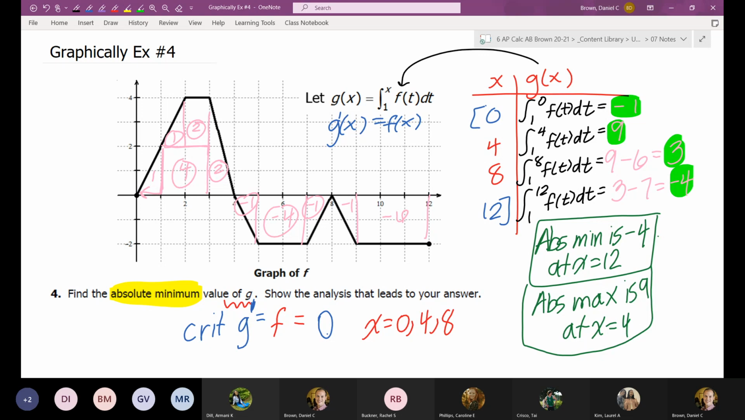Questions on that or things I can clarify? Yes, Lily? So do we have to justify it and say see candidates test? So you don't have to justify it, it will be phrased like, show the work that leads to your answer, but just showing it will be enough. Okay. Any other questions on that one? All right, let's go ahead and keep trucking along.